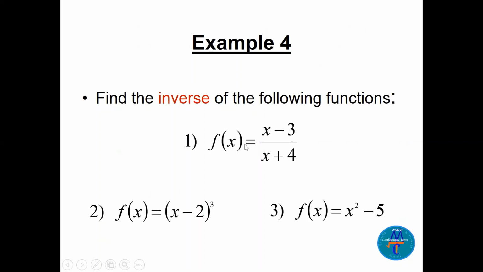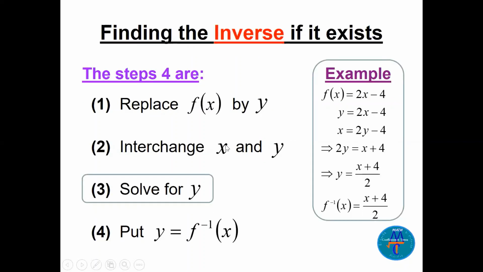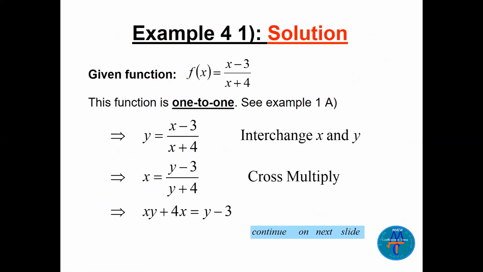Let's start with number 1. So remember the steps, guys. Replace f of x by y. So I put y here: y equals (x minus 3) over (x plus 4). Interchange x and y. Okay. So x equals (y minus 3) divided by (y plus 4). Cross multiply. So we have x times (y plus 4) is equal to y minus 3.